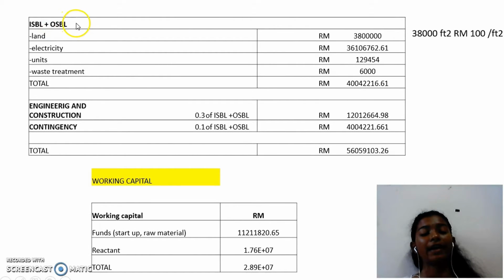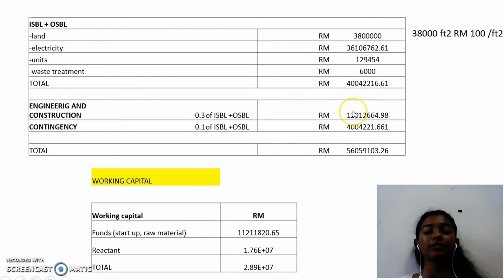Over here we have ISBL plus OSBL. We have the land, and the land is 38,000 square feet, and the price for it is 100 ringgit per square feet. And this is the electricity price which we calculated in the previous slide. And this is the price for total units for waste treatment, and this is the total for ISBL and OSBL.